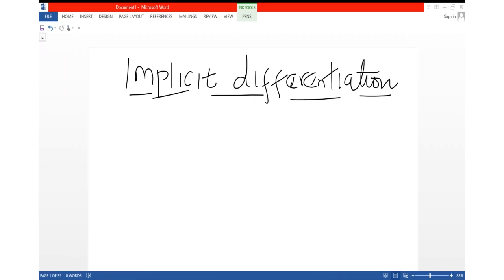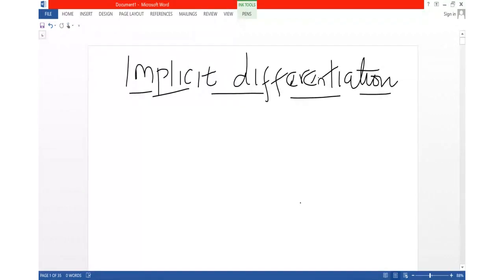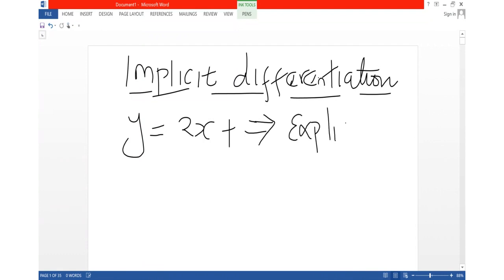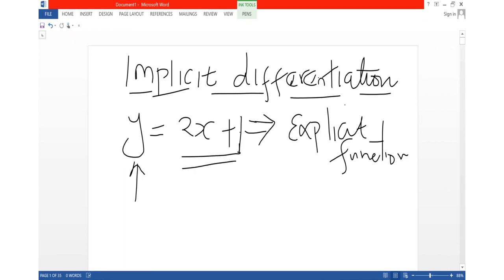So today we are learning about implicit differentiation. What we have been doing before, if we have an expression like this one, y is equal to 2x plus 1, this one is called a what? Explicit function. Why? Because you can see that y is on one side and all the other function is on this other side. So that's what we call an explicit function, whereby you can make y the subject of the formula.